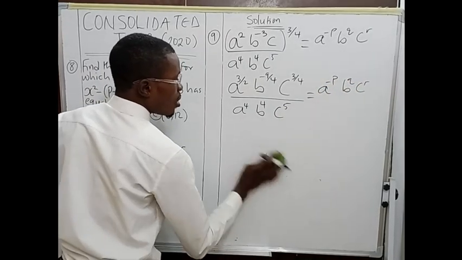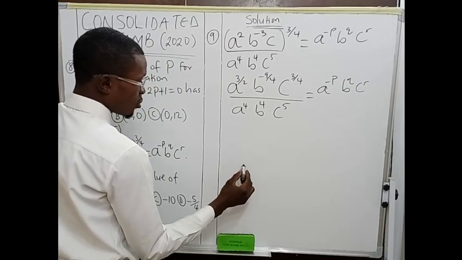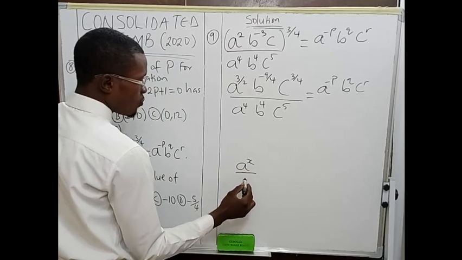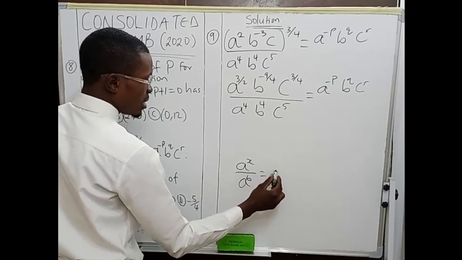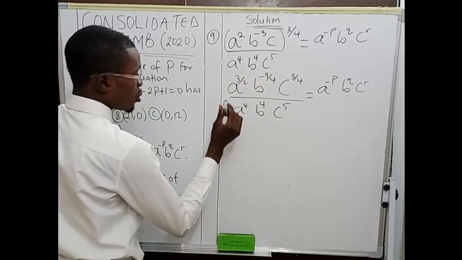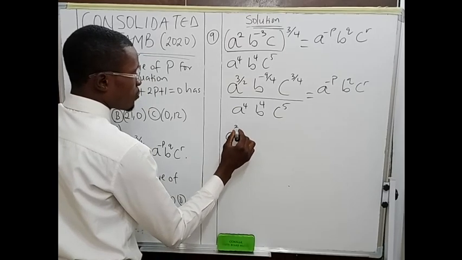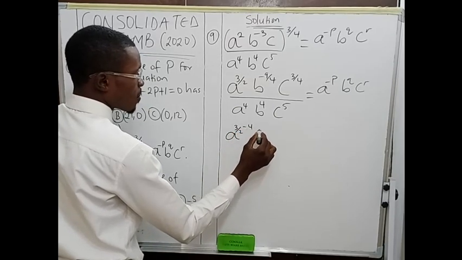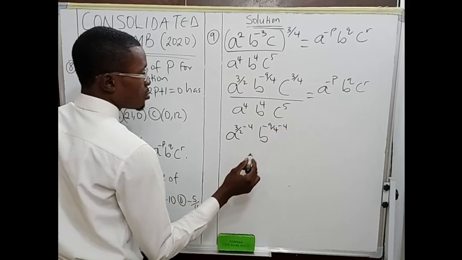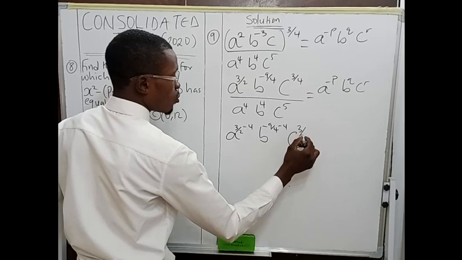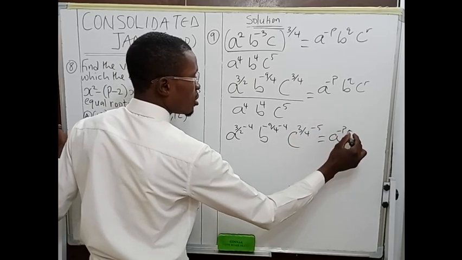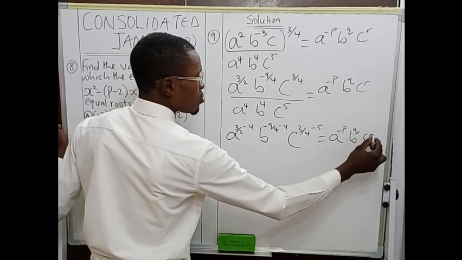And the next thing we do now, we also recall the law of indices for division. We have a number, say a to the power of x over a to the power of b, the same as saying a to the power of x minus b, right? So we apply that here. You're going to have a to the power of 3 over 2 minus 4, b to the power of minus 9 over 4 minus 4, right? And then c to the power of 3 over 4 minus 5, all equals a to the power of minus p, b to the power of q, c to the power of r.